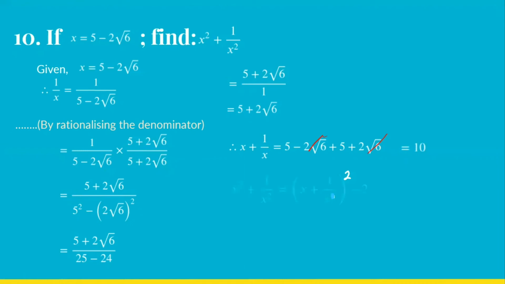Right? Now let us find the value of x square plus 1 upon x square, which is x plus 1 upon x the whole square minus 2. We know this identity, we have learned in expansions as well. Put the value of x plus 1 upon x as 10. So 10 square minus 2, 10 square is 100 and 100 minus 2, you get the value of x square plus 1 upon x square as 98. Got it?